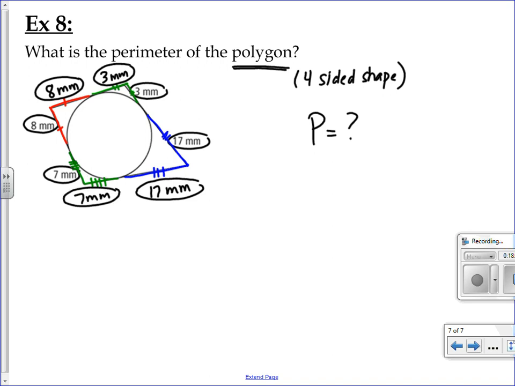Now, perimeter means adding up all of the outer sides. So we're just going to add everything that we have. So let's just basically double everything. I got an 8 plus 8, a 3 plus 3, a 17 plus 17, and a 7 plus 7. So the perimeter is 70 millimeters.